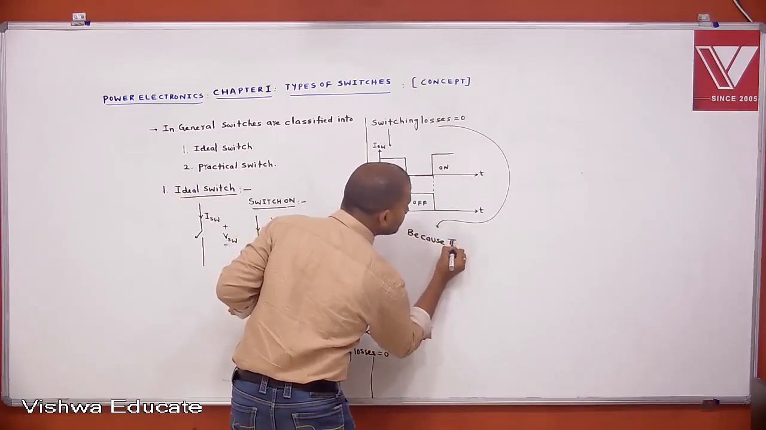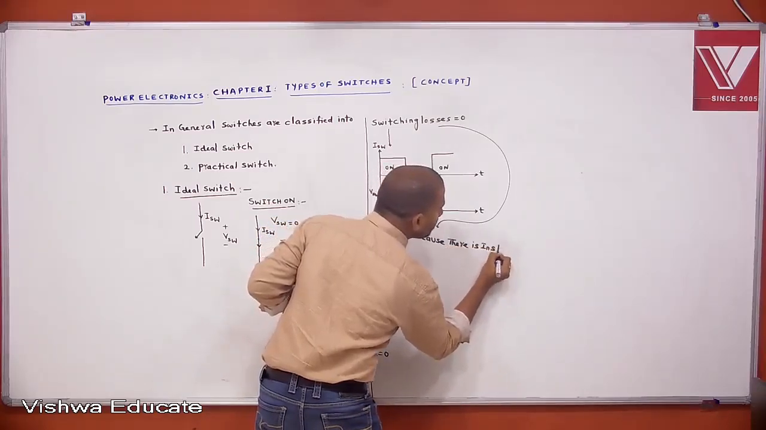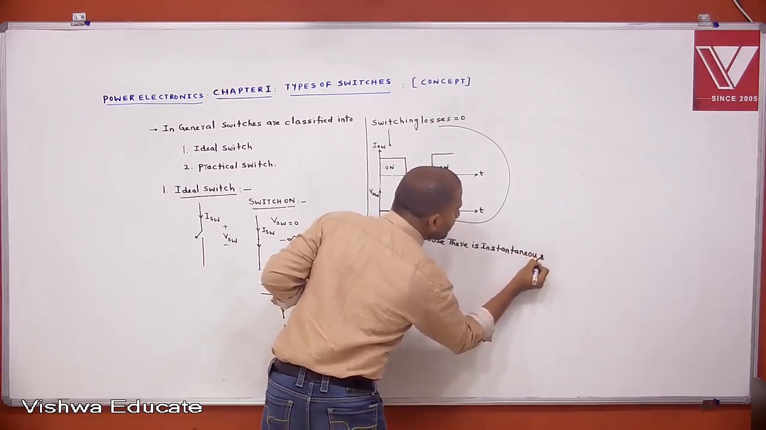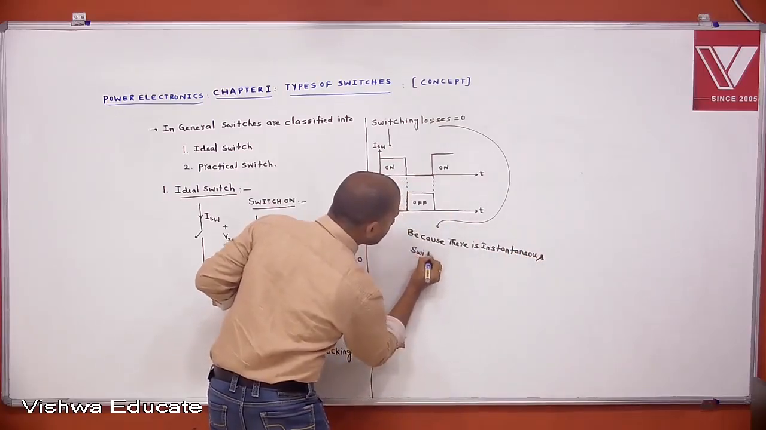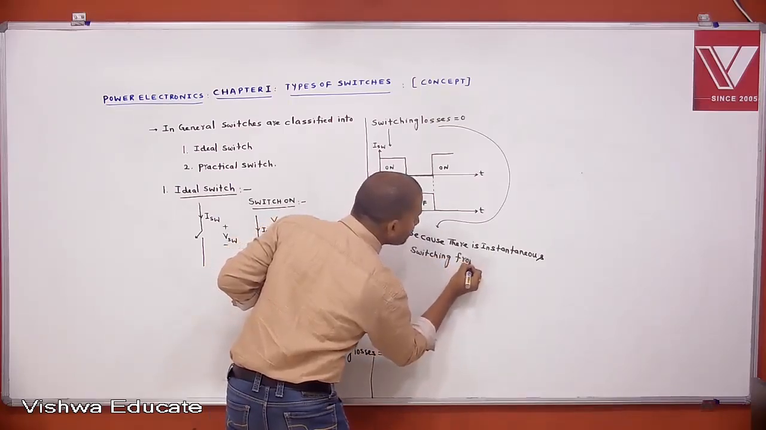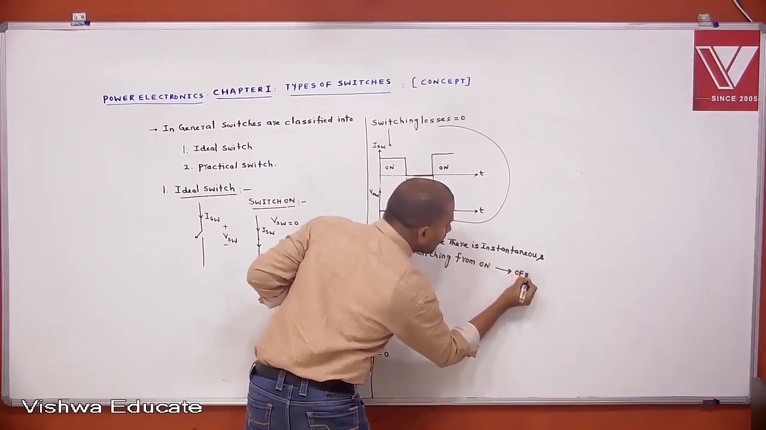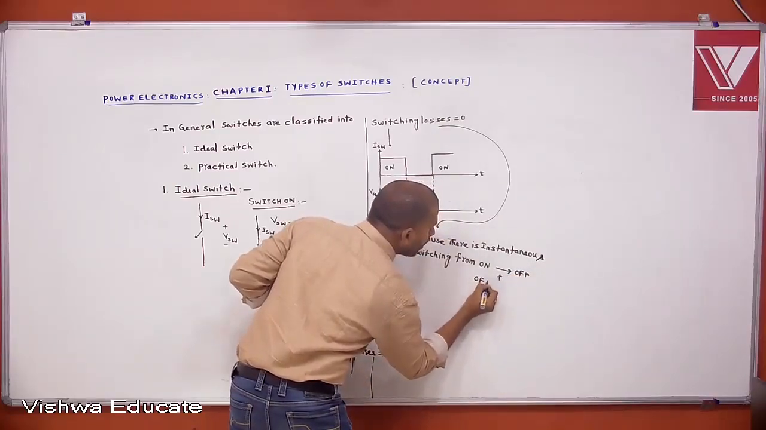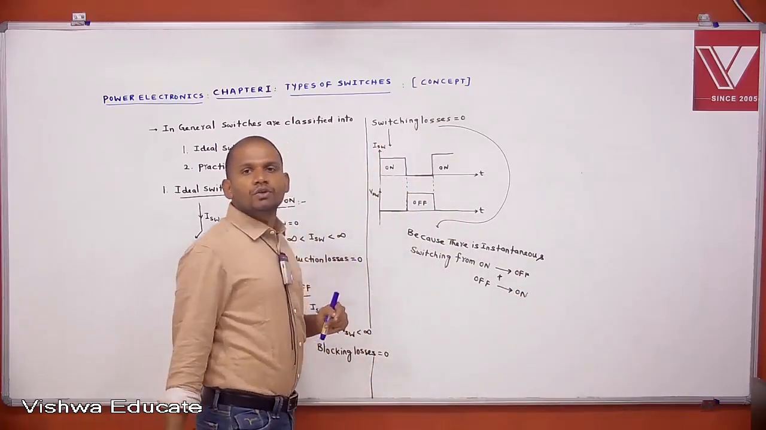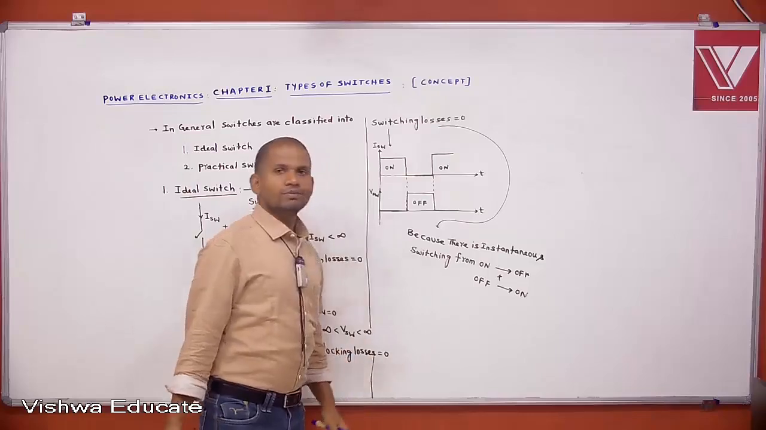there is instantaneous switching from on state to off state and off state to on state. That's the reason why switching losses are 0.